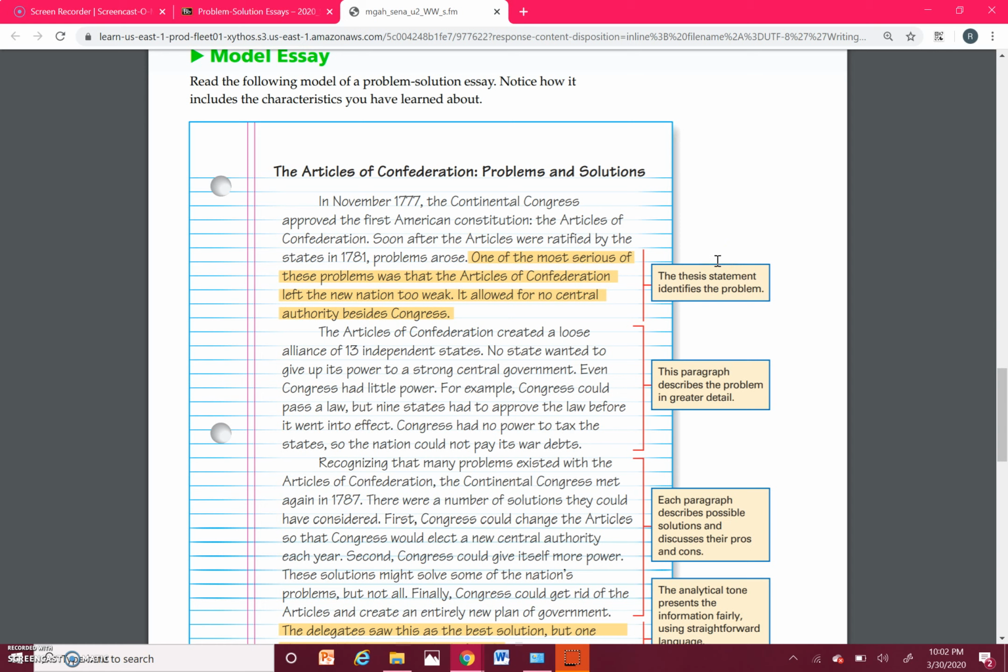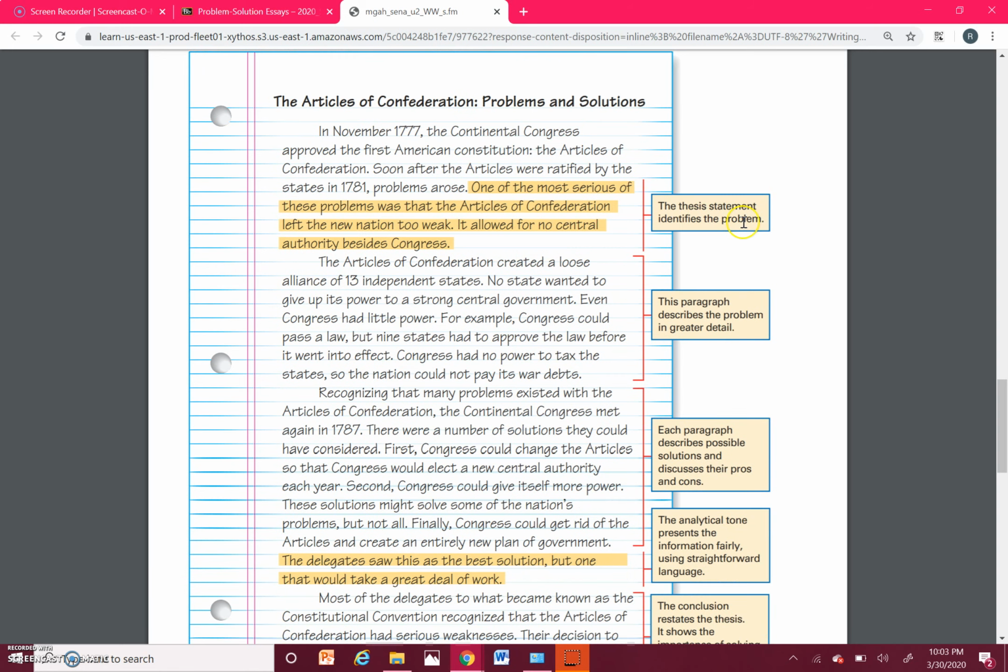This is for a U.S. history class. Alright, so read the following model of the problem solution essay. Notice how it includes the characteristics that you have learned about. Alright, the title is The Articles of Confederation, Problems and Solutions. In November 1777, the Continental Congress approved the first American Constitution, the Articles of Confederation. Soon after the Articles were ratified by the states in 1781, problems arose.